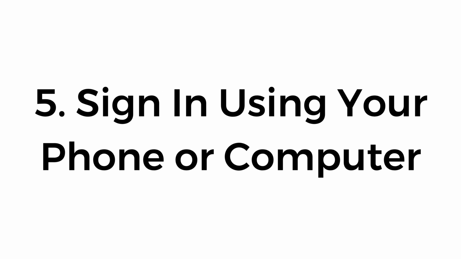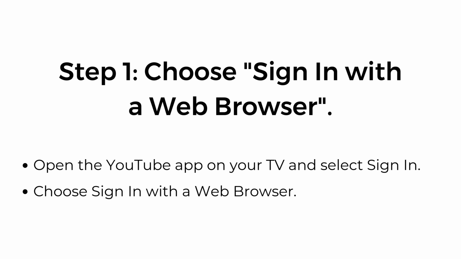5. Sign in using your phone or computer. Step 1. Choose Sign in with a web browser. Open the YouTube app on your TV and select Sign in. Choose Sign in with a web browser.